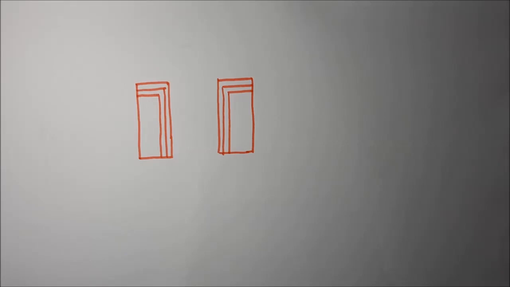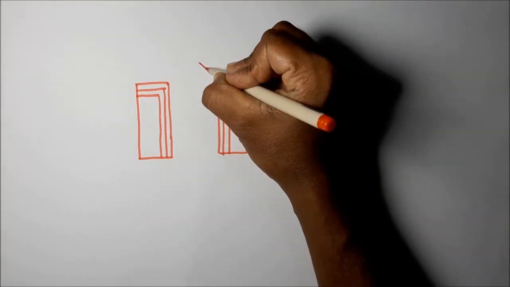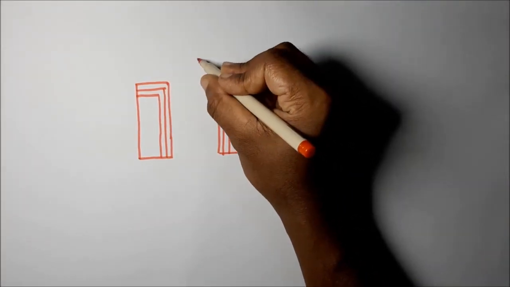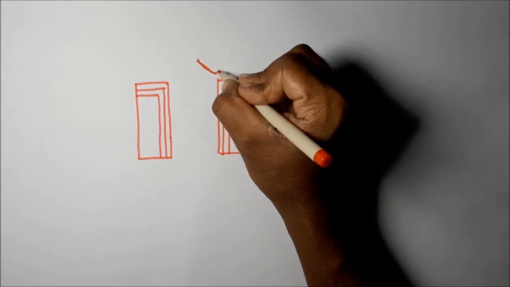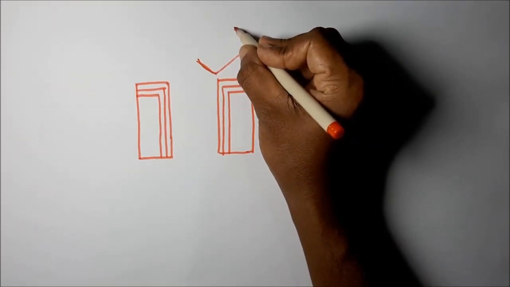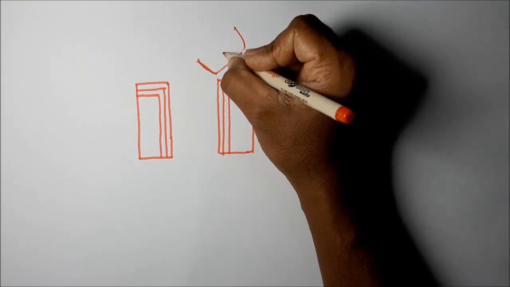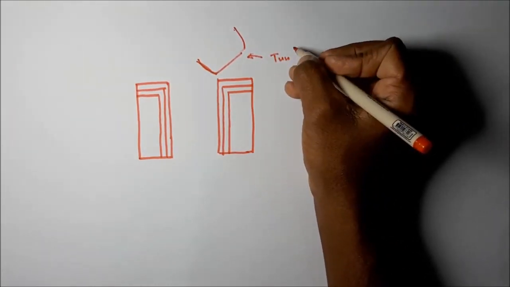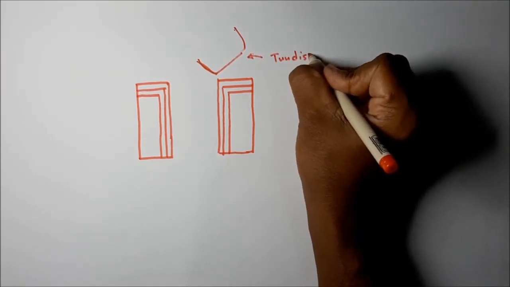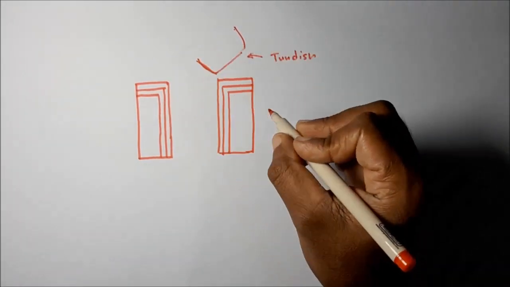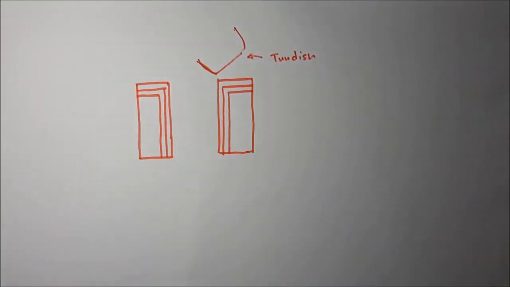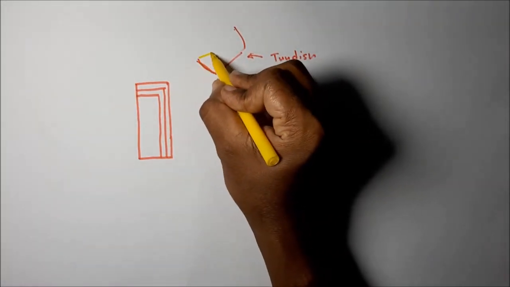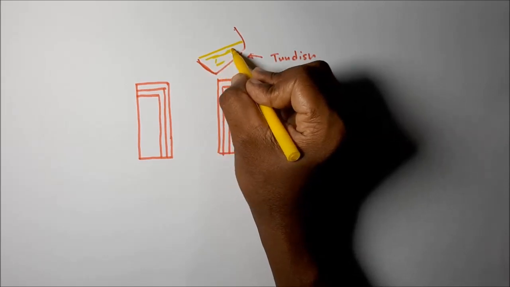Okay, then the molten metal is poured into this mold from the tundish. This is the container, and this container is called a tundish. It is an intermediate container for the molten metal.